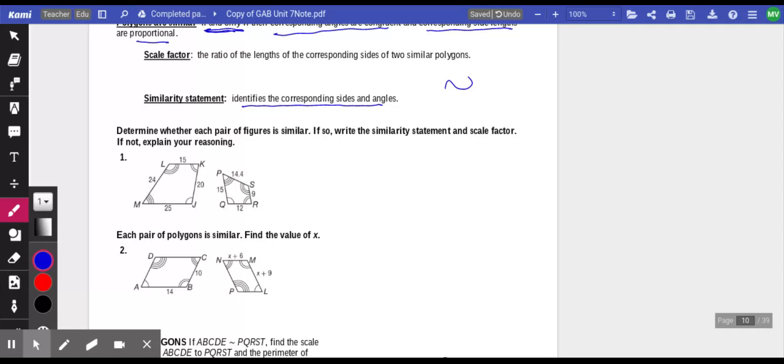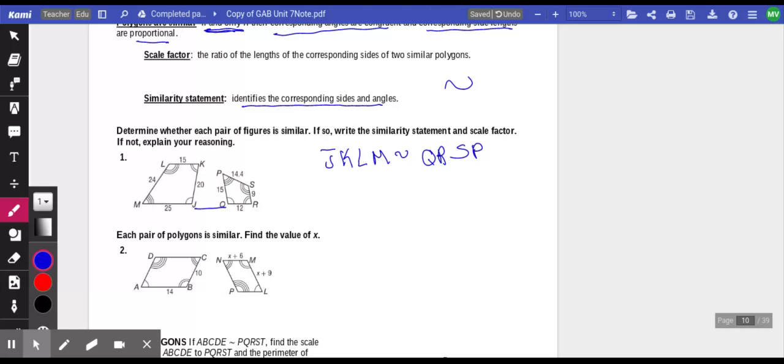So first we're going to look, and I like to match it up. According to this, J and Q are congruent angles, and then R and K, because 2 goes with 2, then S and L, and last but not least, M and P. So if I'm going to say those two items are similar, and again, if they are similar, that's how I would have to name them.